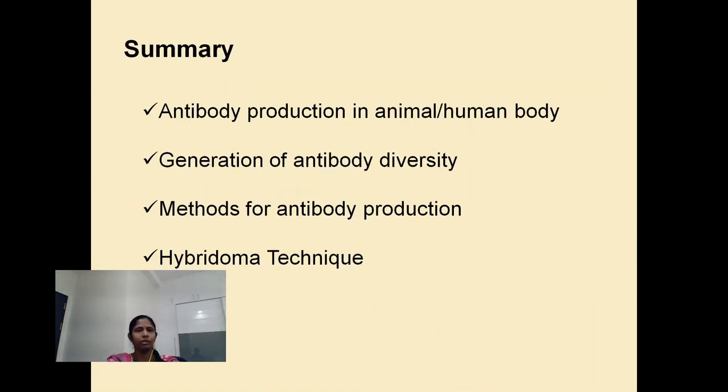So, to summarize, we discussed the antibody production in animal or human body, the different modes of antibody diversity generation in vivo, the methods available for antibody production, that is in vivo and in vitro methods, and the hybridoma technique, which is useful in the production of monoclonal antibodies.